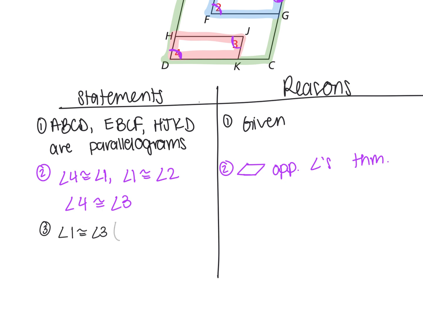How I'm looking at it is I have angle 1 is congruent to angle 4. And then I have angle 4 is congruent to angle 3. Look at what's happening. I'm getting rid of that overlap. I'm getting rid of this overlap right here. And that's called substitution.